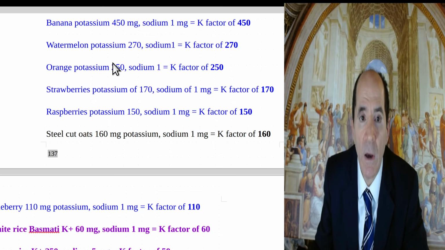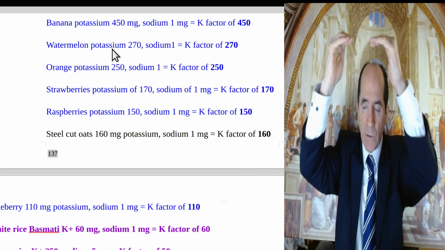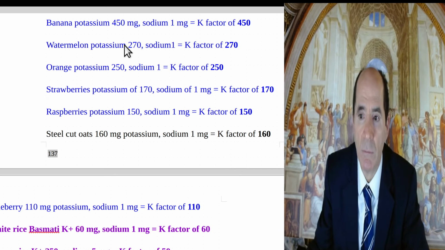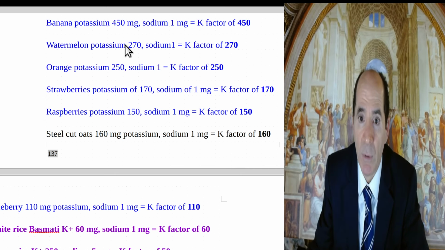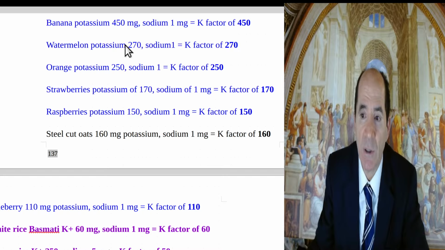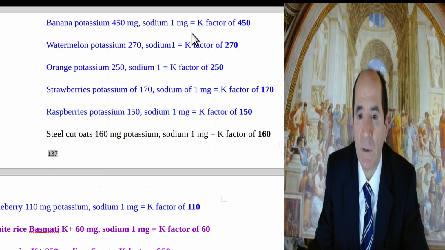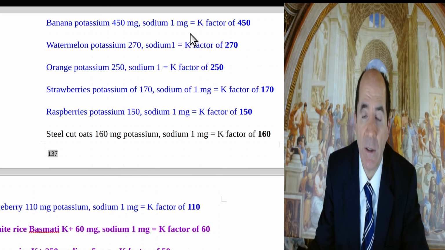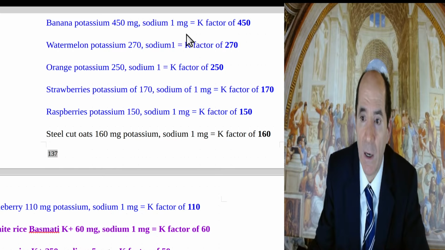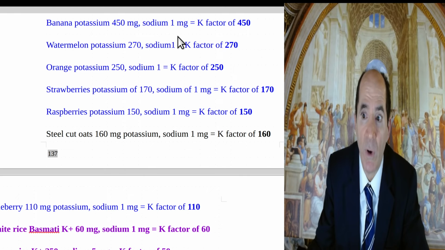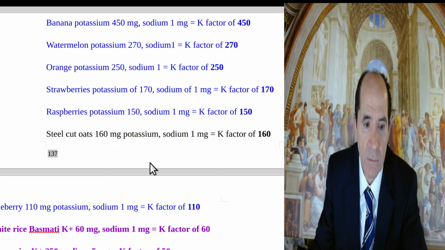Here's the point. Fruits have a very high K factor, meaning ratio of potassium to sodium. So all these things are good for blood pressure, because think of potassium as vasodilation and think of sodium as vasoconstriction. The K factor in fruits is like 100 to 450 times higher, the ratio of potassium to sodium. It's like 450 times more potassium than sodium. That's extraordinary. That's good. Okay, all these fruits are really good.